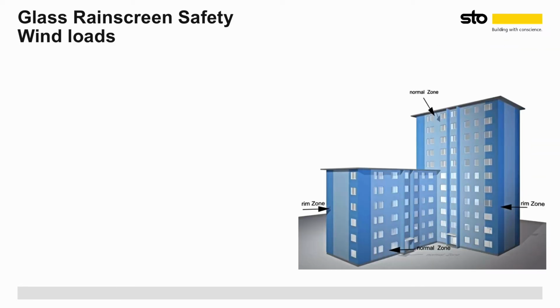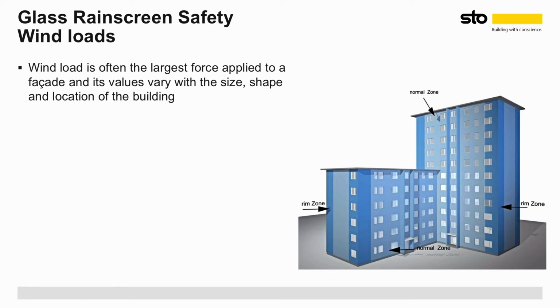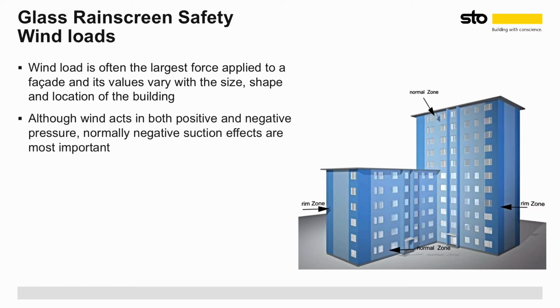Fire barrier manufacturers can act as a good source of advice. Wind load is often the largest force applied to a facade, and its values vary with the size, shape and location of the building. Corners of buildings attract the highest wind loads and are commonly known as rim zones. Although wind acts in both positive and negative pressure, normally negative suction effects are most important.